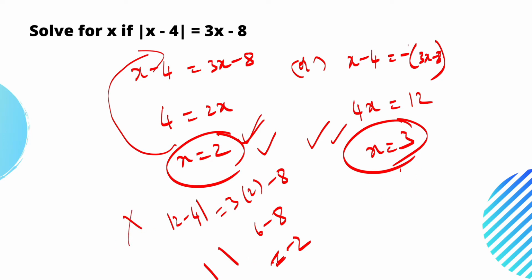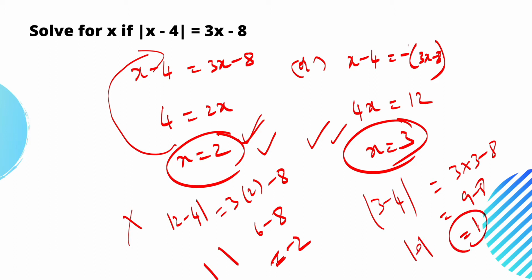And coming to the other case, modulus of 3 minus 4 is equal to 3 into 3 minus 8, this is equal to 9 minus 8, which is 1. This is positive, this is positive. Modulus of something is equal to 1, hence x is equal to 3. This is the answer for this question, because here modulus is equal to a positive value, whereas in the other case modulus is equal to a negative value, hence the negative case is ruled out. The other case we have considered.